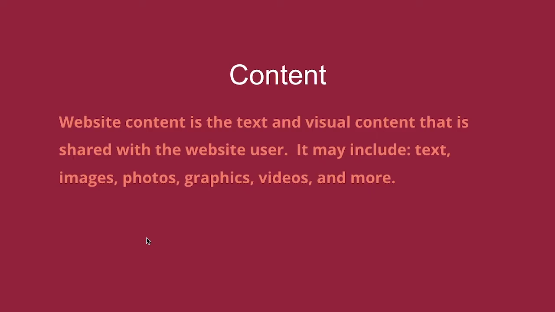Content. So a lot of people talk about content. Website content is text and visual content that is shared with the website user. So it could be text, it could be images, photos, graphics, videos, audio tracks. All of that is considered content, right? So when you're building a page, the goal is to drill down to a specific keyword, and the keyword book is a broad search term, and the name of the book would be a narrow keyword or phrase. So we'll get into that later.